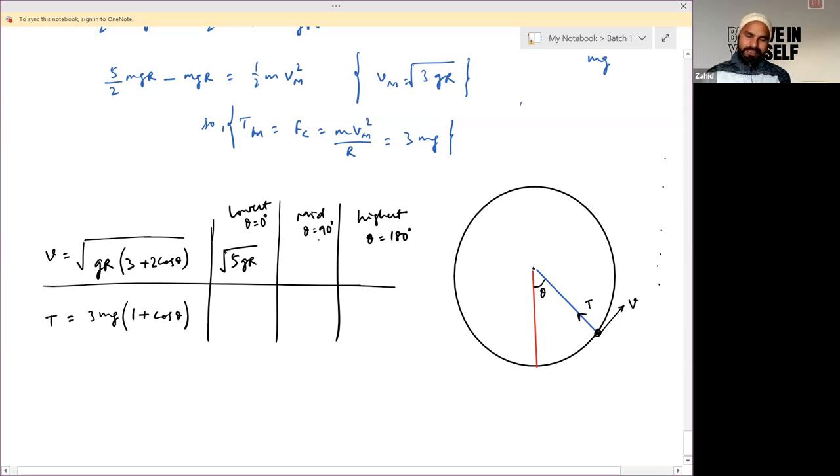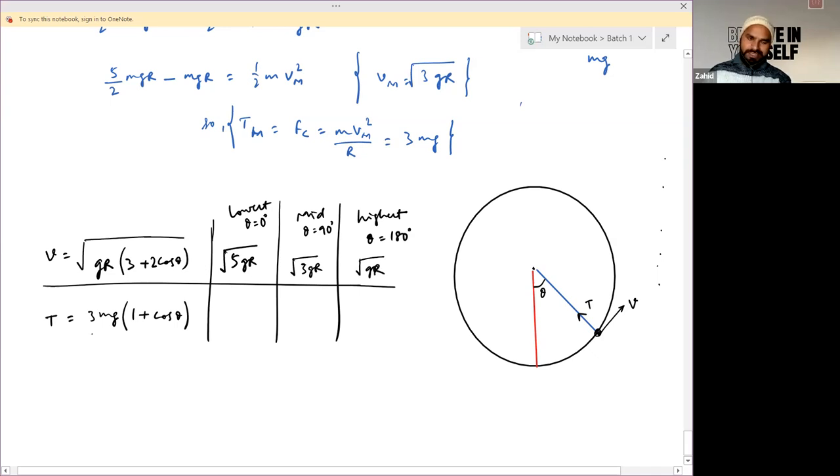If you put theta to be 90 degree in this part, cos 90 will be 0. So 2 into 0 will be 0. So you're left with root under 3 g r. And if you put theta to be 180 degree, cos 180 is minus 1. So 2 into minus 1 will be minus 2. 3 minus 2 will be 1. So it will be just root under g r.